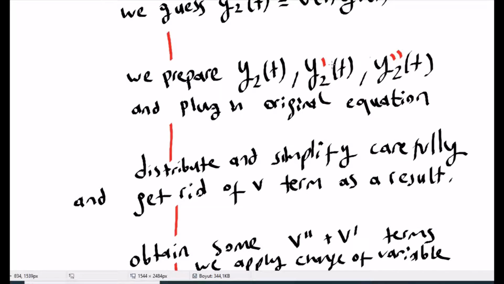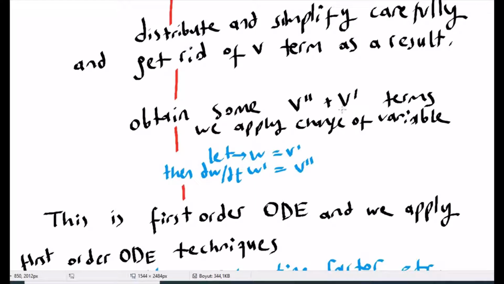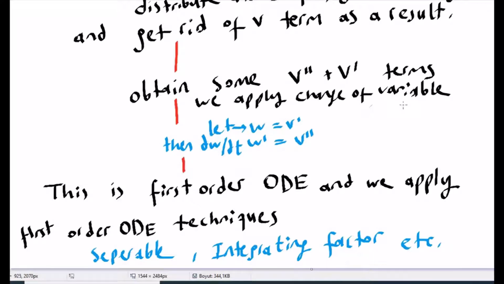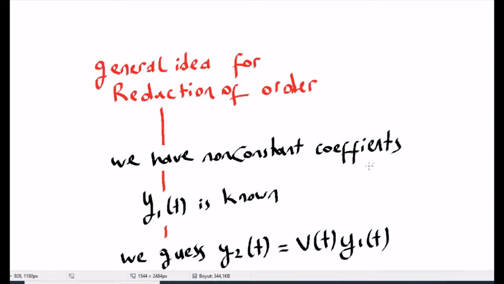And then after we prepare the derivatives, we plug into the original equation. We distribute and simplify carefully, and we get rid of the v term as a result, and we obtain some v double prime plus v prime kind of term, and we apply a change of variable and turn it into a first order ordinary differential equation, and then we apply ordinary differential equation techniques. It could be separable, integrating factor, etc. So this is the guideline that you need to follow for reduction of order.